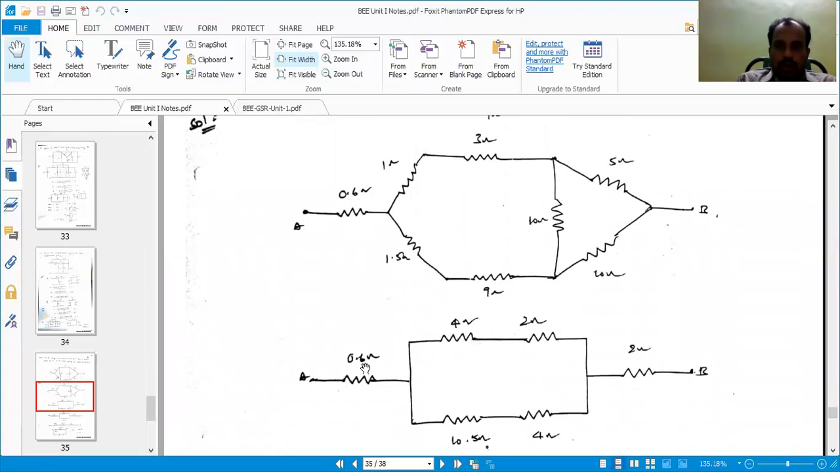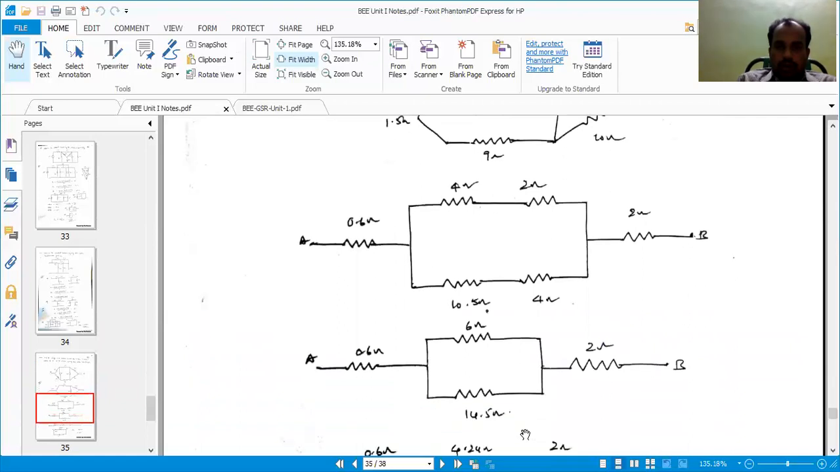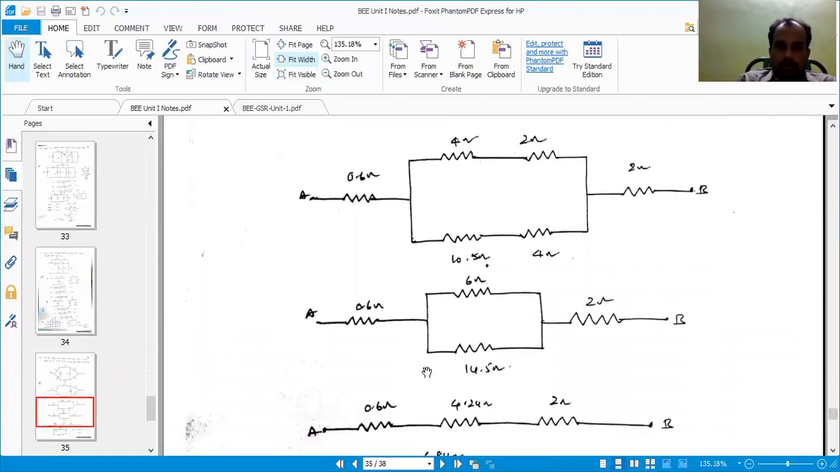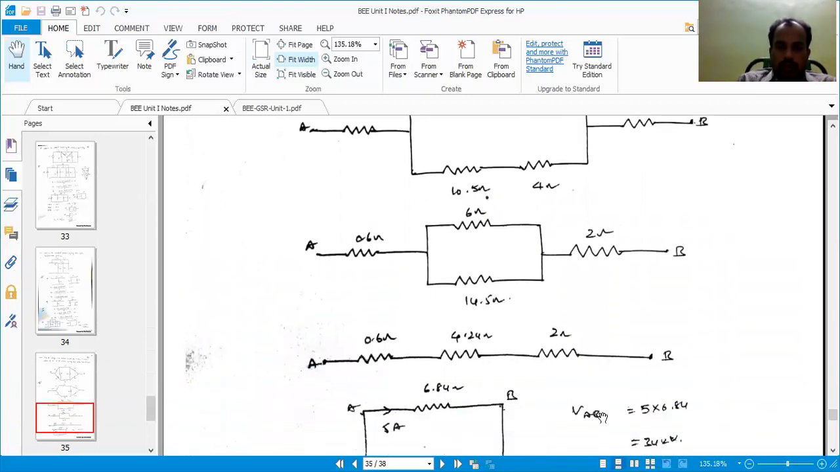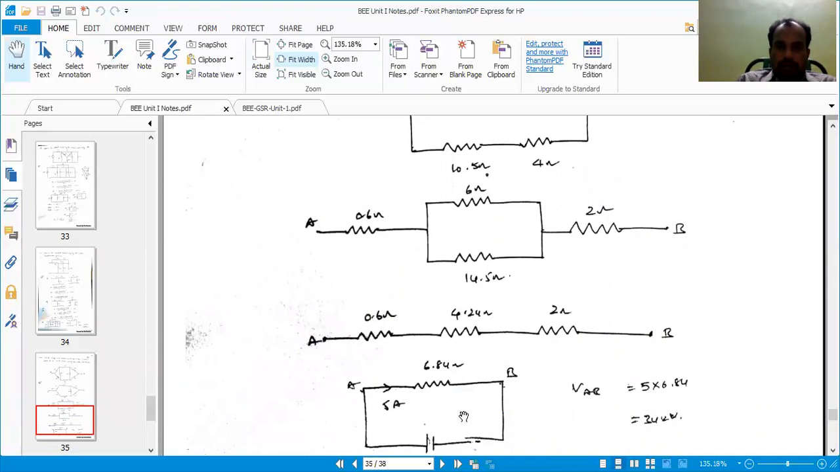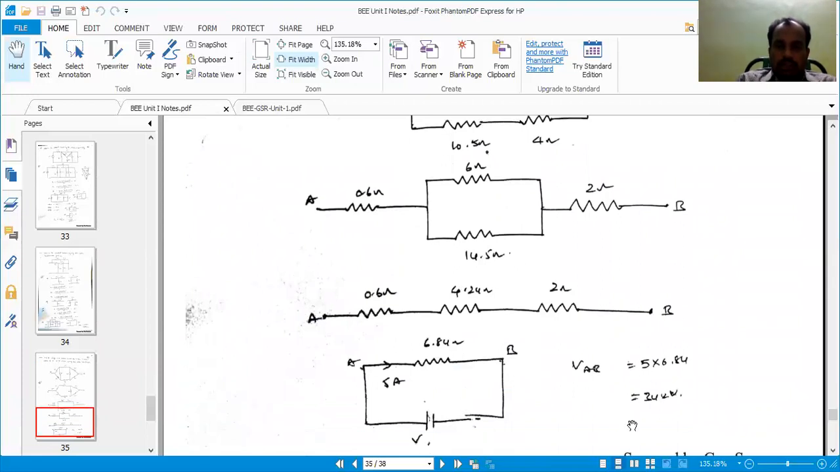Again 4 plus 2 equals 6, 10 plus 4 equals 14.5, and again 6 and 14, these two are in parallel. Find the final value: 4.24, 0.6, 4 plus 2.2. So the final current value: voltage equals I into R. The resistance value is 5 ohms, the current value is 6, and the resistance value is 6.1. The final value is 34 ohms.